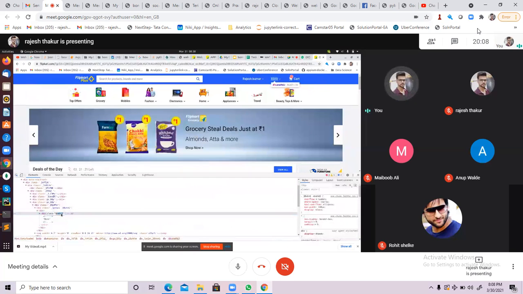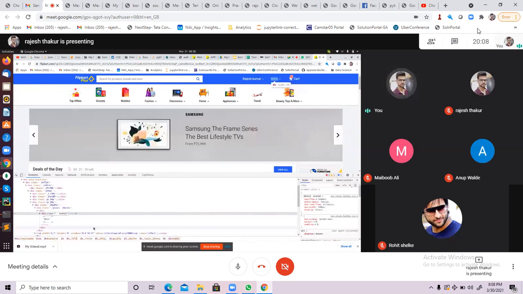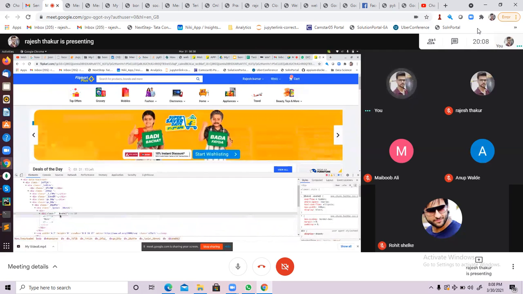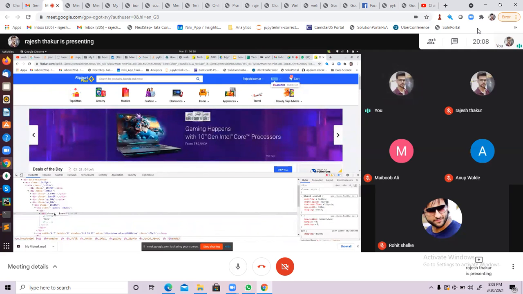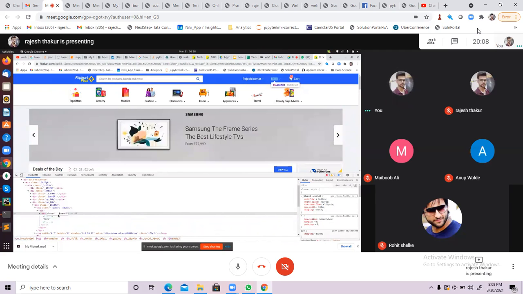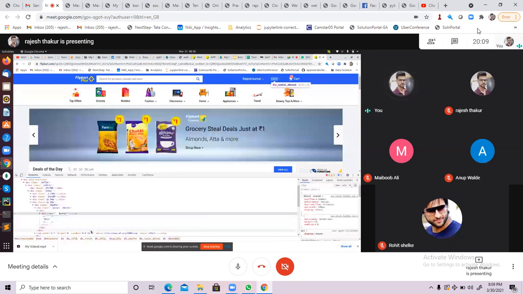So sometimes what happens? Let's suppose someone has put in spaces, right? And you inspect and see some attribute value and you pass it, but the element will not be identified. Why? Because there are many spaces there, which you are not considering. So in order to overcome this kind of problem, the contains function came into the picture.